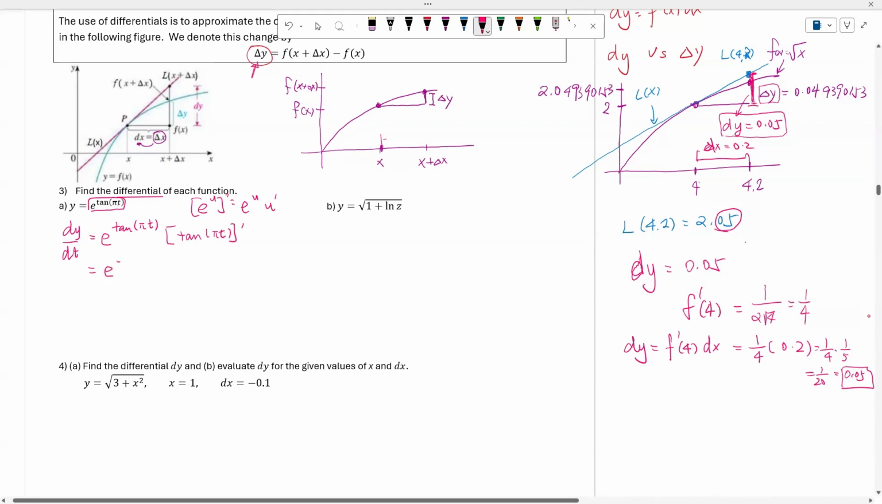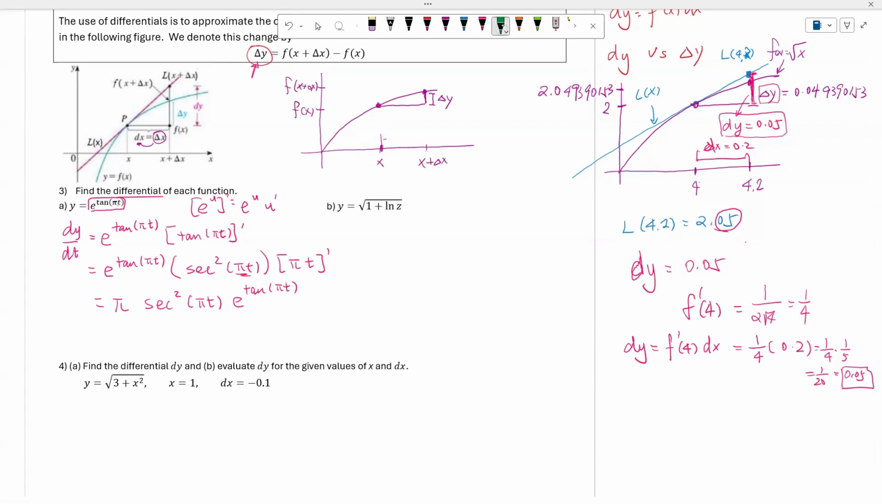Then it will be e to the tangent of pi t. And then the derivative of tangent is secant square, so I will have secant square of pi t. And then we multiply, again by the chain rule, by the derivative of pi t, which is pi. So the answer that I have is pi secant square of pi t multiplied by e to the tangent of pi t. Okay, so this is how we take the derivative.